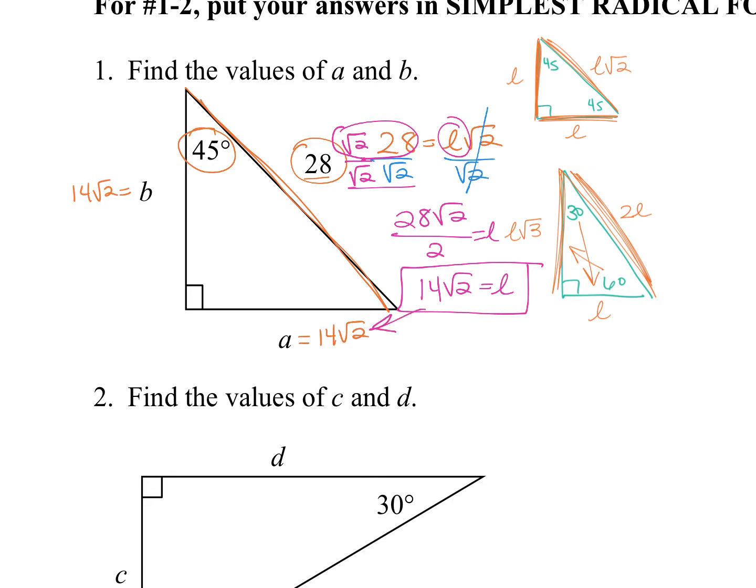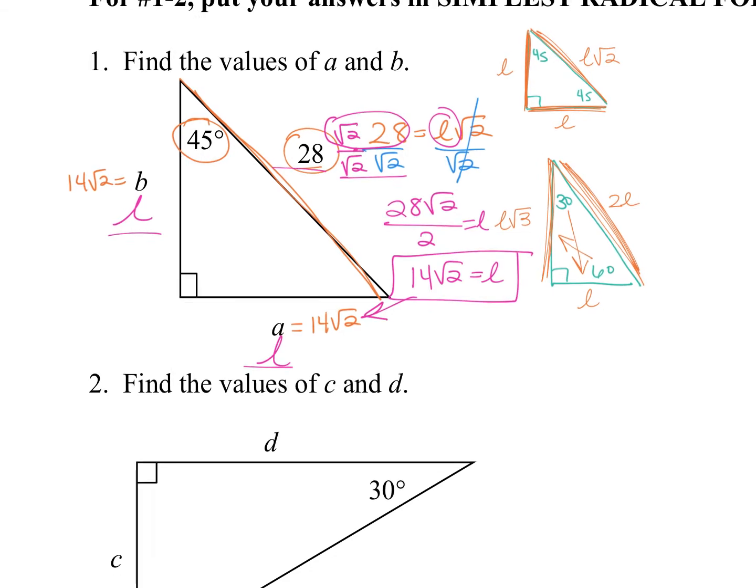Anyone know the third way you could do this? What if we called both of these L and then did the Pythagorean theorem, right? L squared plus L squared equals 28 squared. That would get you there too. I'm not going to do that one right now because it's the worst option. But just know if you run out of ideas, Pythagorean theorem will still work, okay? Any questions on that?